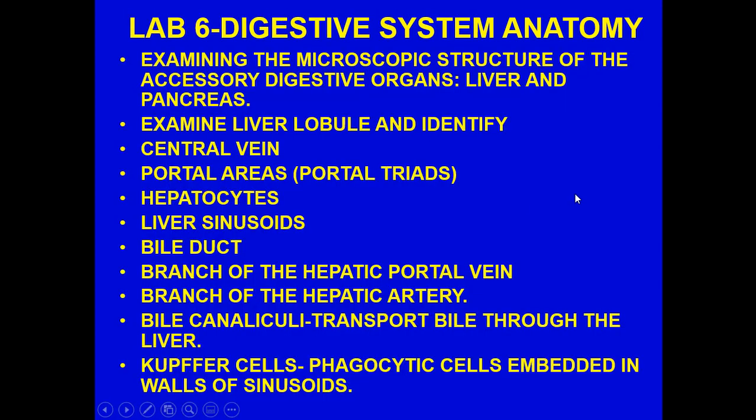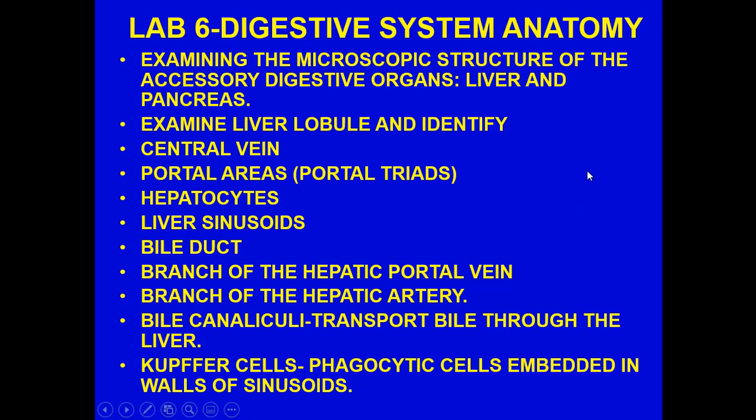When we look at the accessory organs of the liver and the pancreas, we have to examine the liver lobule and identify the various structures as follows. The central vein, the portal areas, which is known as the portal triad. In the portal triad, you will have a hepatic portal vein, a hepatic artery, and a bile duct. You will also notice lots and lots of hepatocytes, as well as the liver sinusoids, the bile canaliculi, which is the transport of bile through the liver, and Kupffer cells.